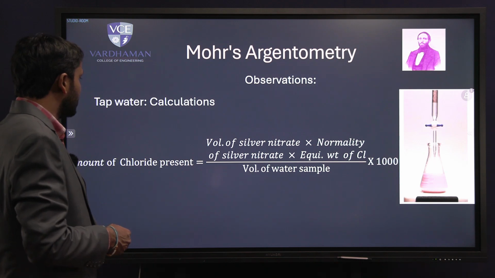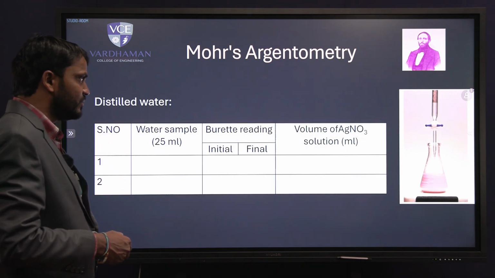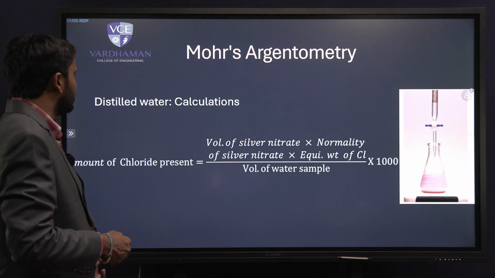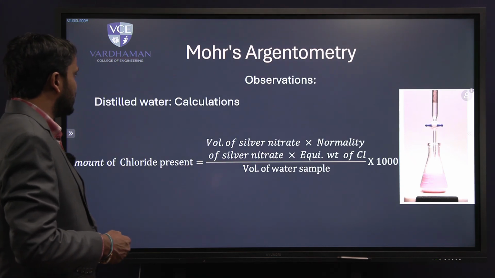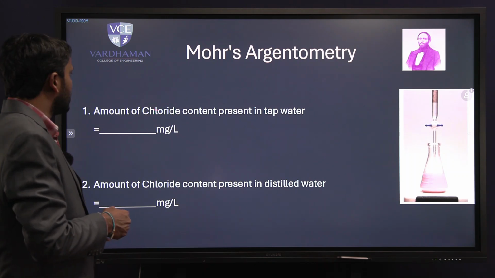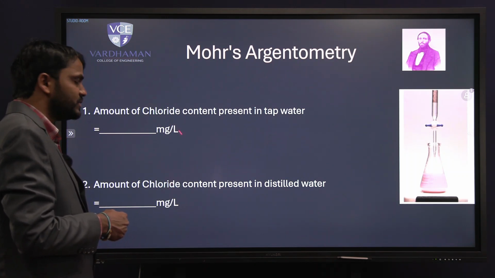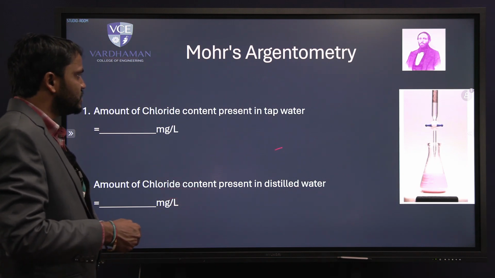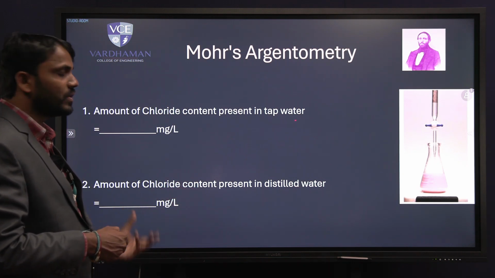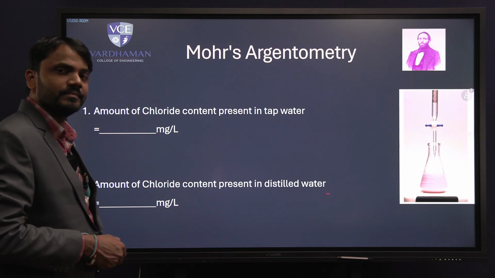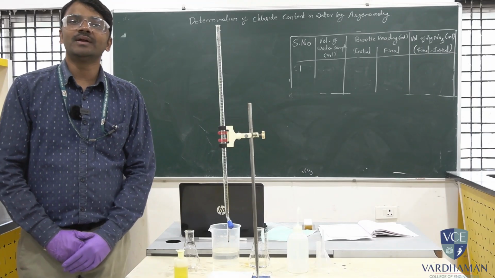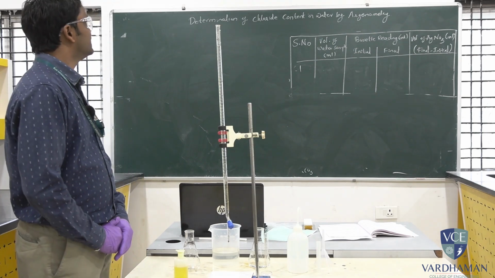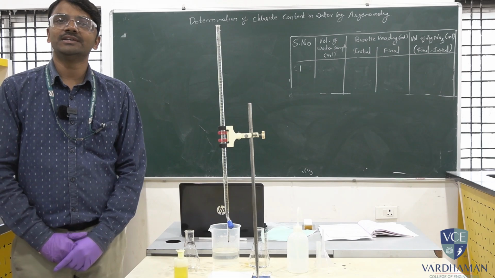This is with the tap water, and again you do the same titration with the distilled water, then you do the same calculation as we have done for tap water. Then we are going to conclude the amount of chloride content present in the tap water is this much milligram per liter and in the distilled water is this much milligram per liter. Generally we expect that tap water will have more chloride as compared to distilled water. This is a quantitative analytical technique, a type of precipitation titration. Here we are going to find the concentration of chloride present in water using Argentometry.